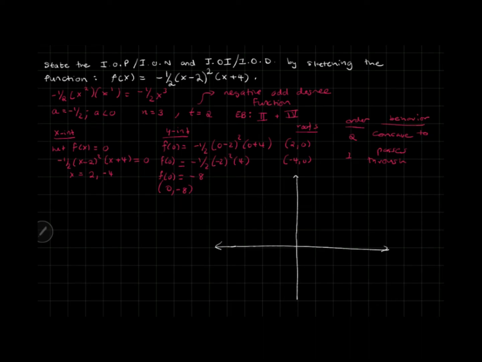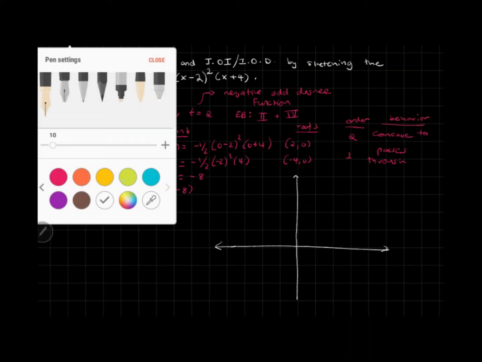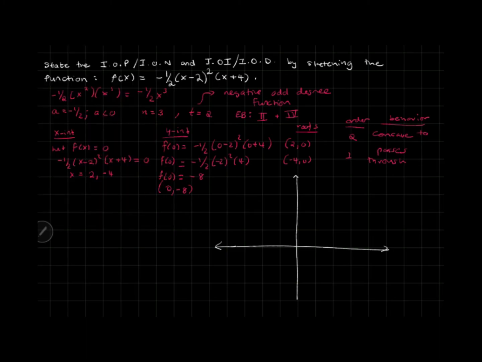Right, so it's a negative odd degree function. I'm going to plot the roots real quickly. So the roots here, there's going to be a 2 and a negative 4. This is the 0 mark, so this is (-4, 0). This is (2, 0). We have a y-intercept of (0, -8), so let's just put that here. I'm not drawing this to scale. Okay, let's say this is (0, -8).